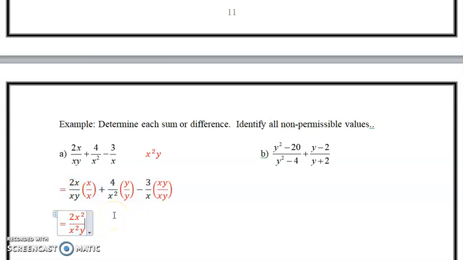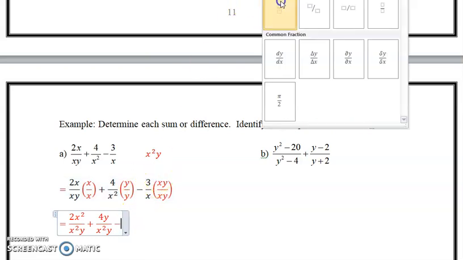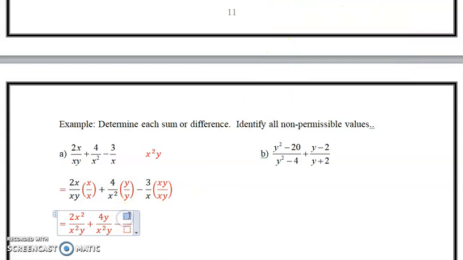Alright, then it's going to be plus, and we're going to have 4y, and the denominator is going to be the same as our previous, x squared y, because that's why we multiplied by the y. And then we have minus, and then it's going to be 3xy in the numerator, 3 times x times y, and the denominator again, like I said, will be the same. That's why we did that.